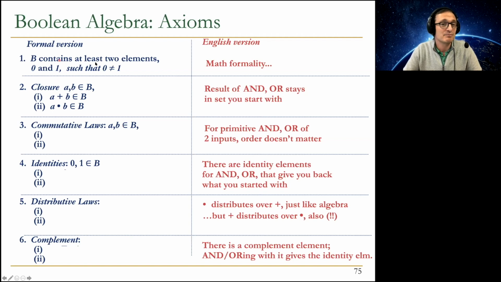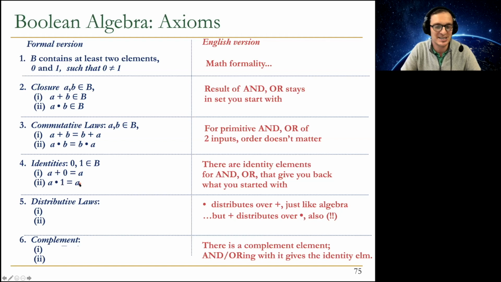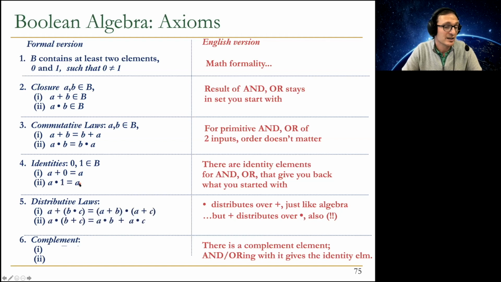So basically, there's a formal version. There are two elements, 0 and 1. 0 is not equal to 1. Closure: the result of AND and OR always stays in the set 0 or 1. There are commutative laws, as you can see over here. A or B is the same as B or A. A and B is the same as B and A. And then there's an identity function. If you OR A with 0, you get A. If you AND A with 1, you get A. This is simple, basic.